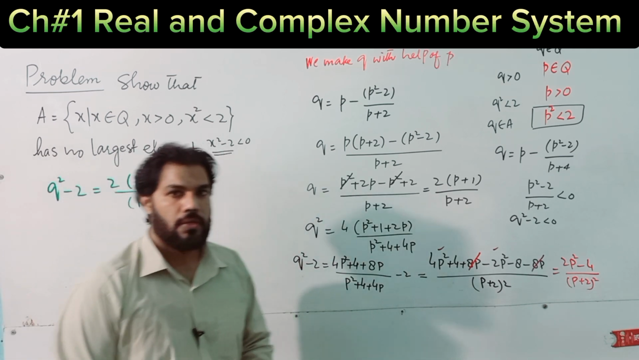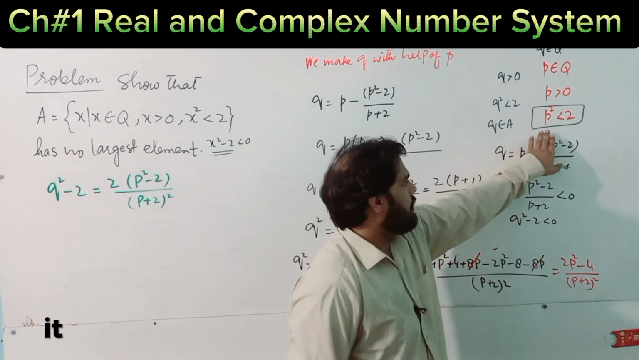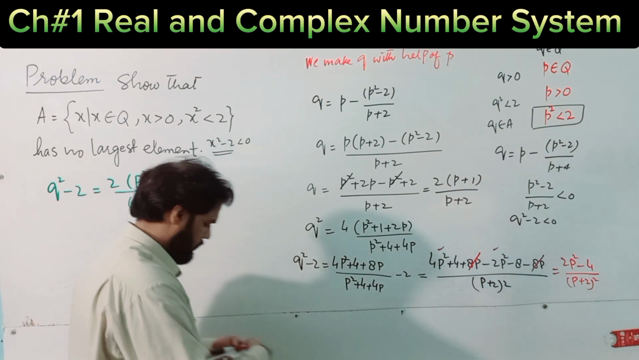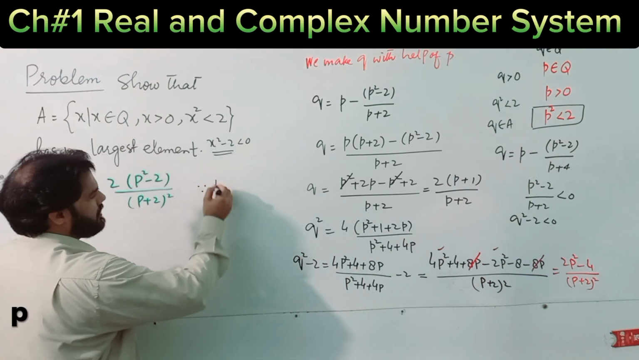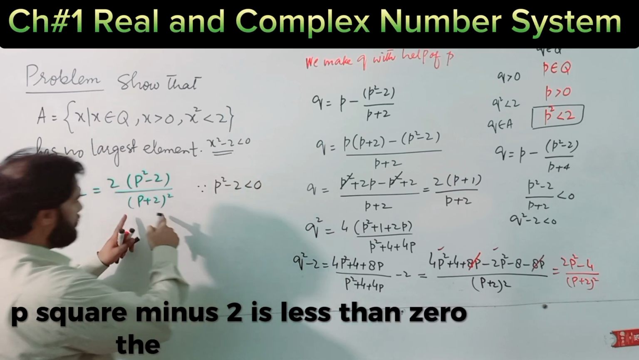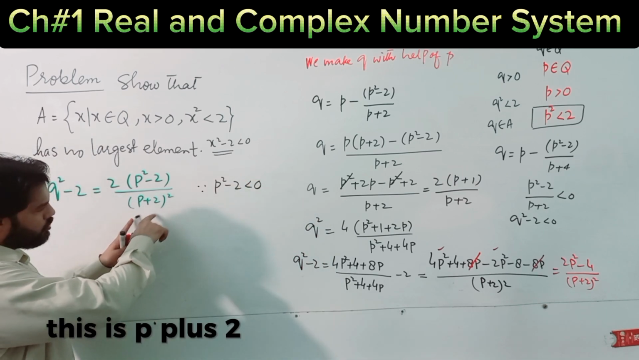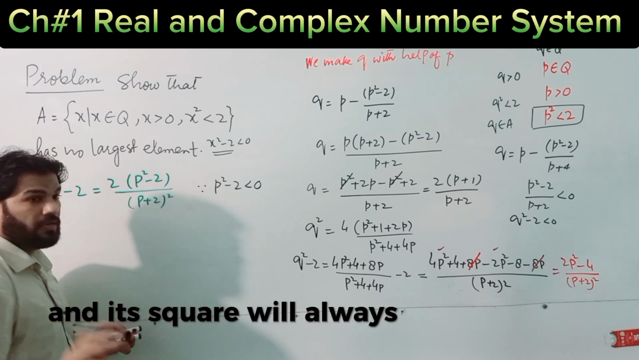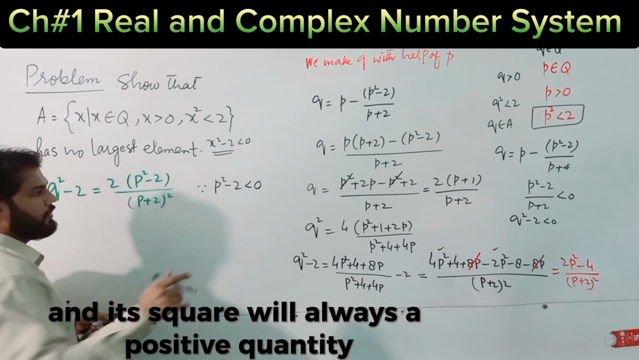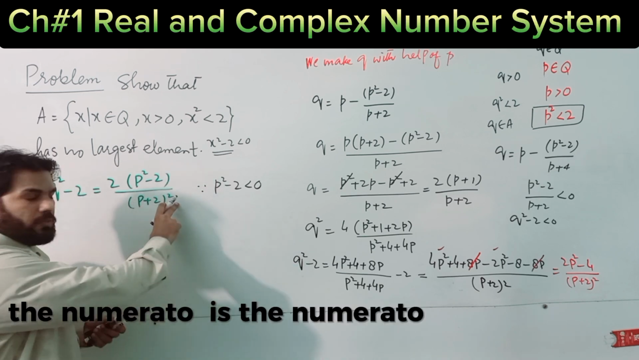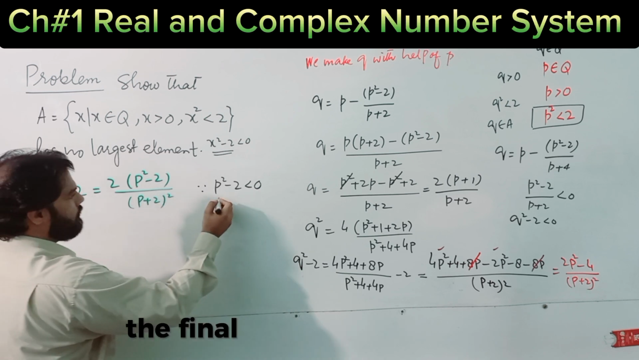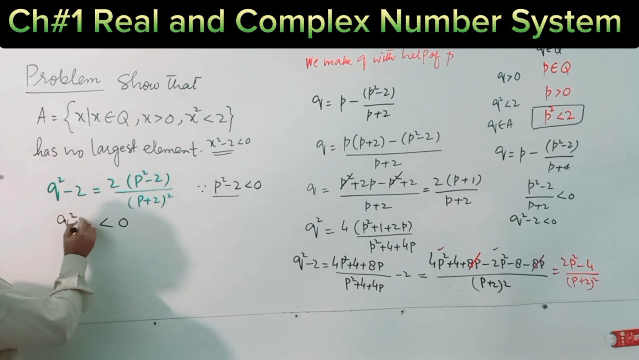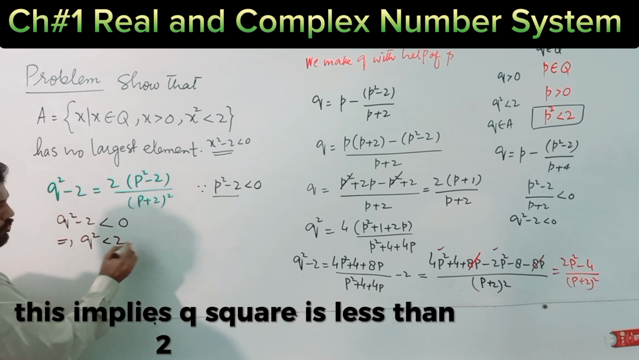Next, it is given in the assumption that p square is less than 2, this shows that p square minus 2 is less than 0. The denominator is p plus 2 whole square. p is a positive rational number, p plus 2 is also a positive rational number, and its square will always be a positive quantity. So the numerator is negative, the denominator is positive. The final fraction will be less than 0. This implies q square is less than 2.